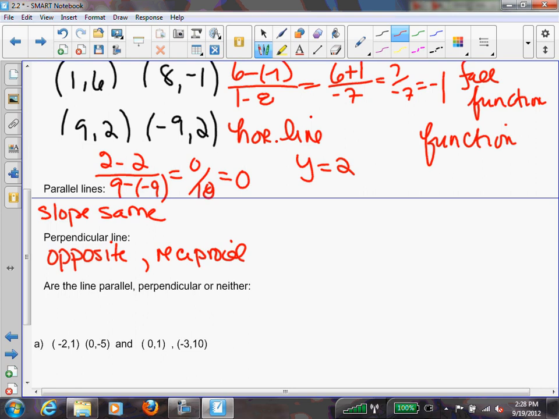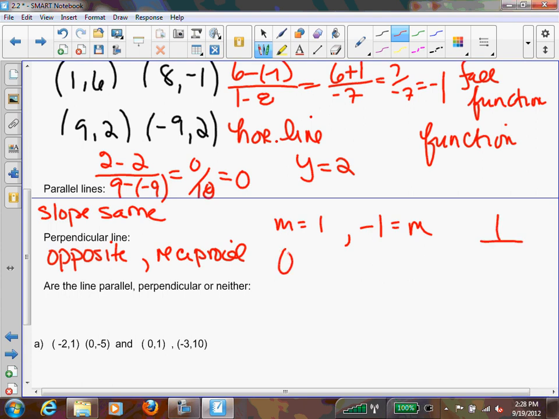What about these two? Are these considered parallel or perpendicular lines, if those were my slopes? That's why I'm asking, because this always throws you guys. If this is a slope and this is a slope, are they opposite? Are they reciprocals? What's the reciprocal of 1? All right, so then therefore these are what kind of lines?